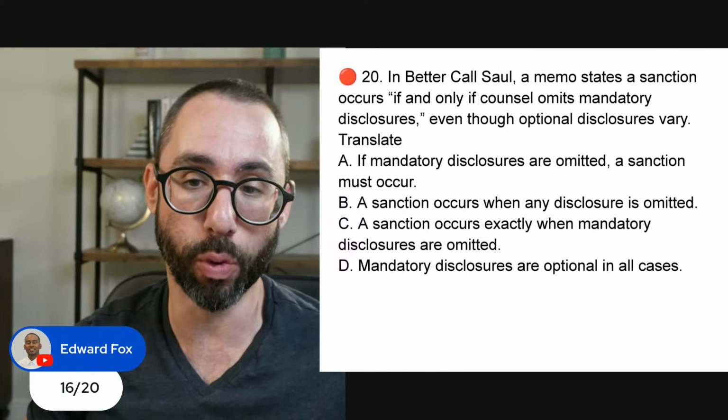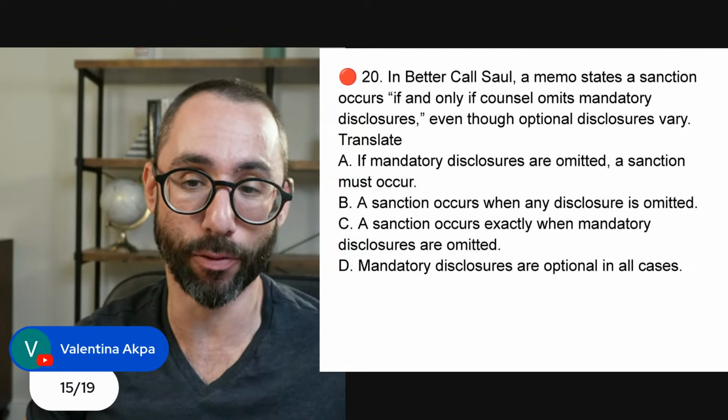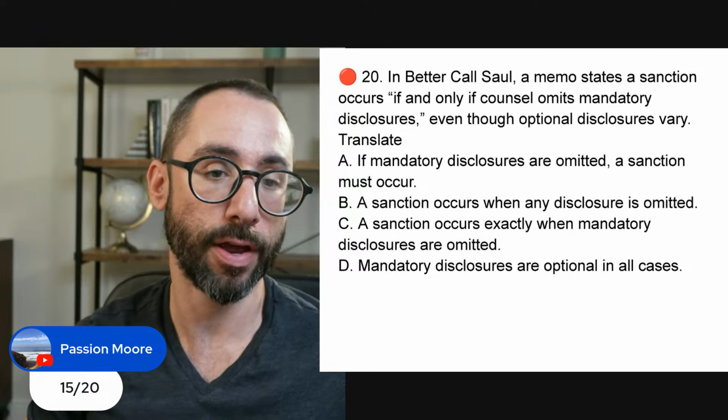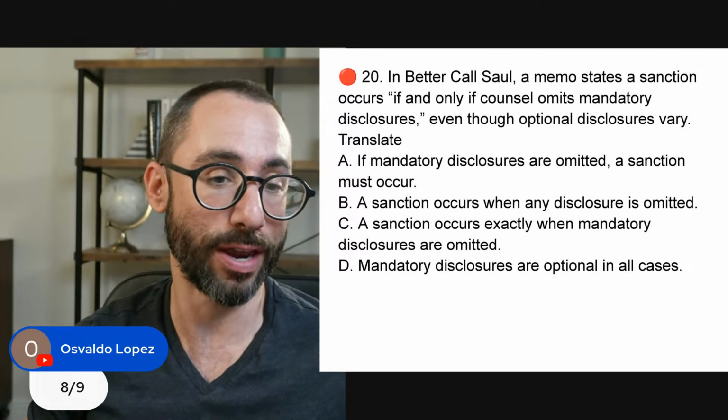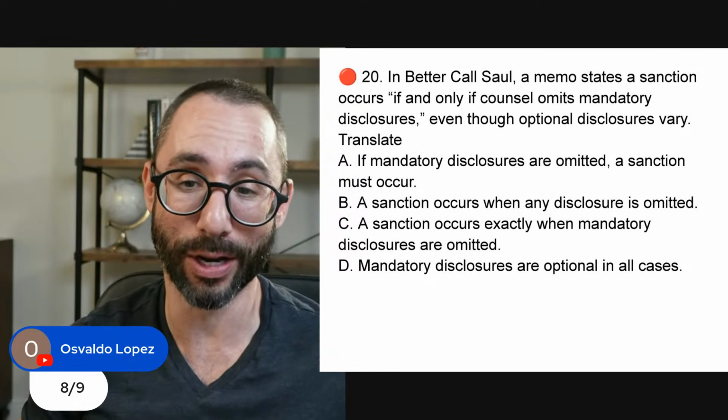Edward is 16 for 20. Valentina is 15 for 19. Passion is 15 for 20. Osvaldo's 8 for 9. You all are doing great. Awesome accuracy. You guys are doing awesome.